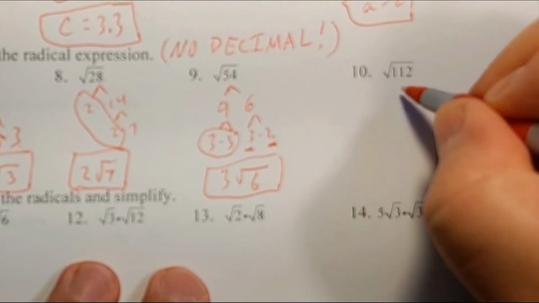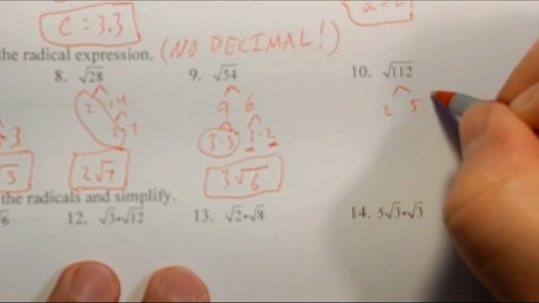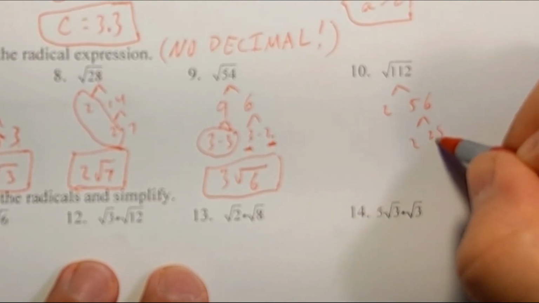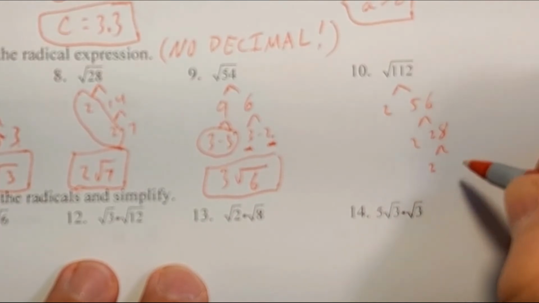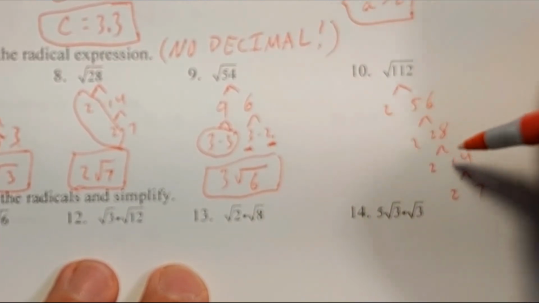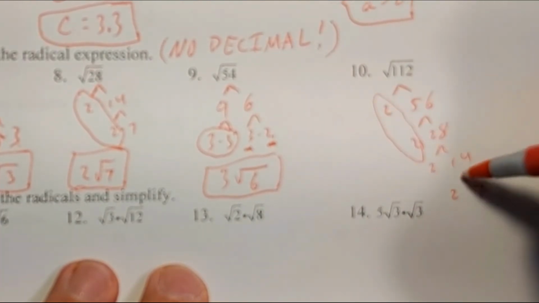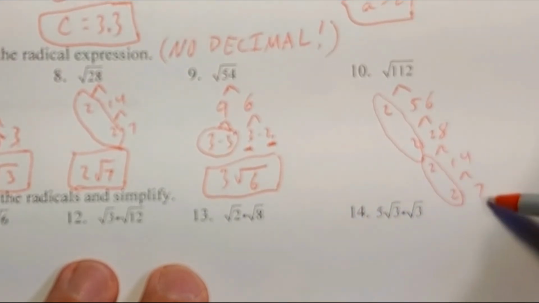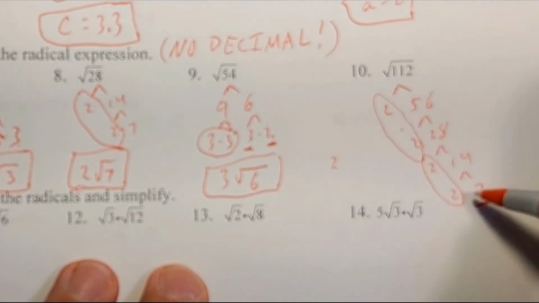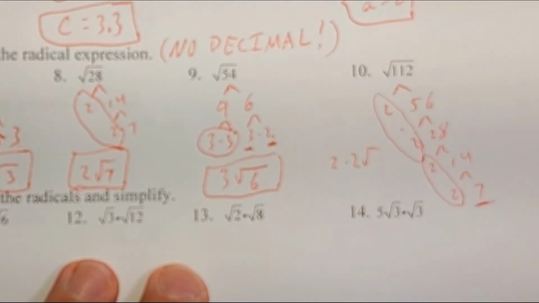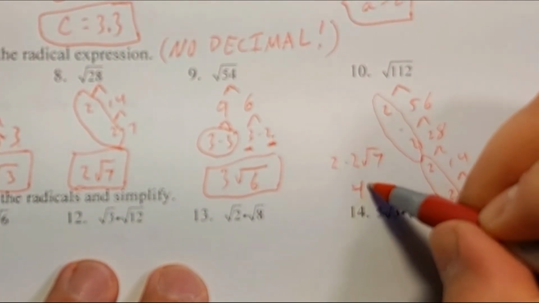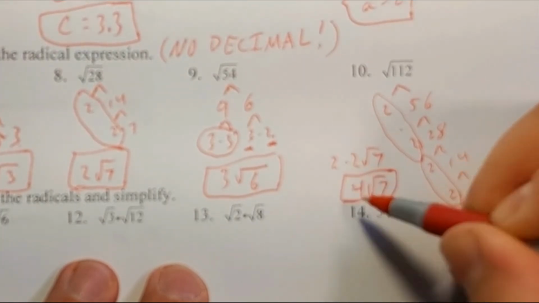112, I know that it's an even number, so I can divide by 2. And if I do that, I get 56. 56 is still even. I can divide by 2, and that gives me 28. 28 I can still divide by 2. That gives me 14. 14 I can divide by 2, and that gives me 7. And after all of that dividing by 2, I see a pair here. I see another pair there, and then I have this 7 that doesn't have a pair. So this 2 is going to come outside. This 2 is also going to go outside of the radical, and that 7 stays on the inside. 2 times 2 on the outside can get multiplied together, and your final simplified answer is 4 square root of 7.